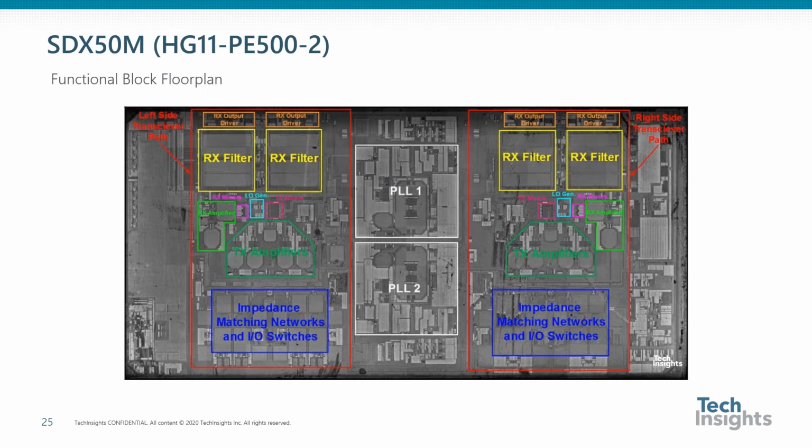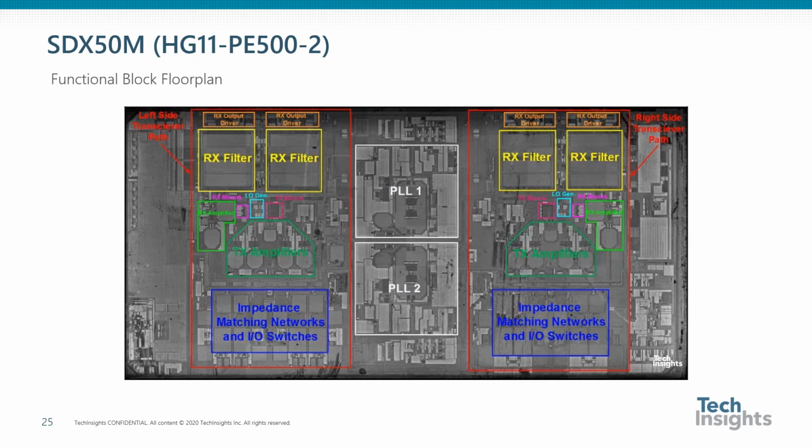Turning our attention now to the RFIC that is packaged within the STX50M modem. This image shows the functional block floor plan of the device. The die is essentially split in half with a transceiver on either side of the die with 2 PLLs and common circuitry connecting the 2 transceivers in the center strip.